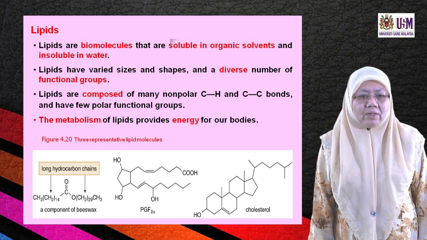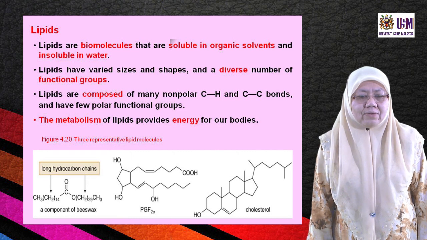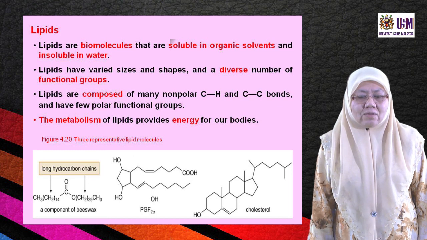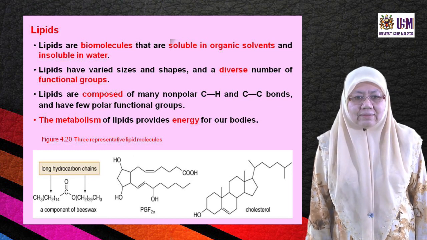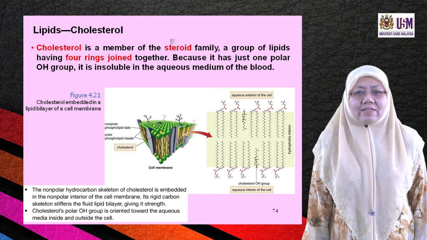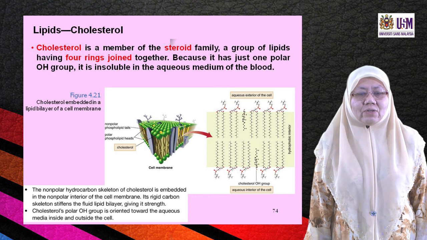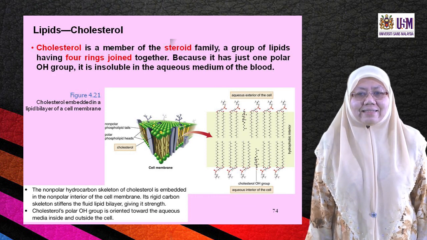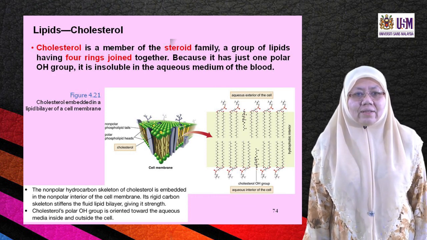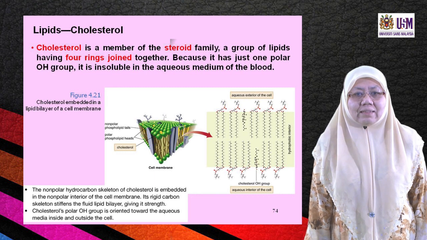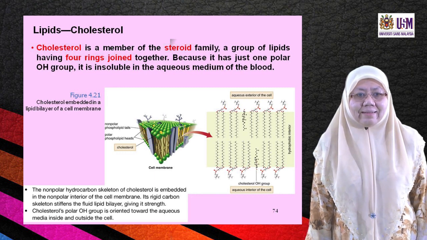We have a component of beeswax, which has two long hydrocarbon chains, and PGF2-alpha, and also cholesterol. Cholesterol is a member of the steroid family, a group of lipids having four rings joined together. Because it has just one polar hydroxyl group, it is insoluble in the aqueous medium of the blood.